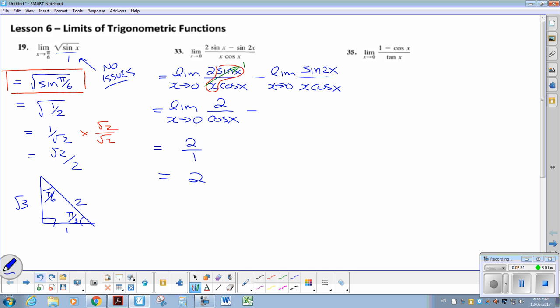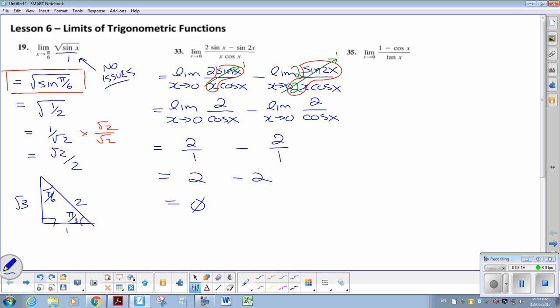Now moving to the other side, I need a 2x on the bottom. So this is what I'm going to do. I'm going to multiply the top by 2, but I can't change the value of this equation, so I'm going to have to multiply the bottom by 2. 2 over 2 is 1, so I haven't changed it. But what that provides me now is sine 2x over 2x, and that part of my expression then will go to 1. So I'm left with the limit as x approaches 0 of 2 over cos x, which is 2 over 1, which is 2. And now we end up with a value of 0 for that particular limit.